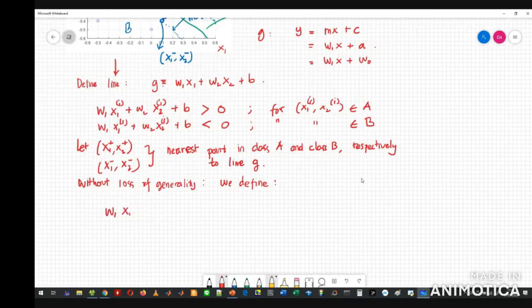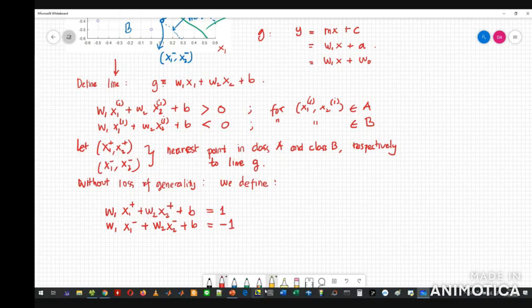W1 x1 plus, and W2 x2 plus, so this one is in class A, plus B. This is actually 1. This is the nearest point in class A, and then the nearest point in class B. This is x1 minus, and W2 x2 minus, plus B, and in class B this is minus 1. Did you notice?